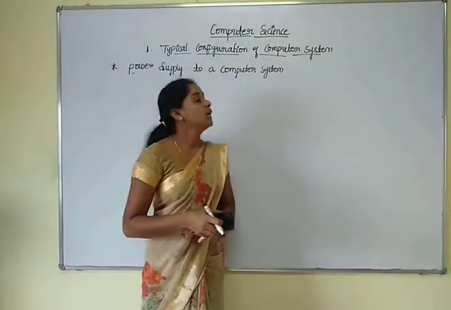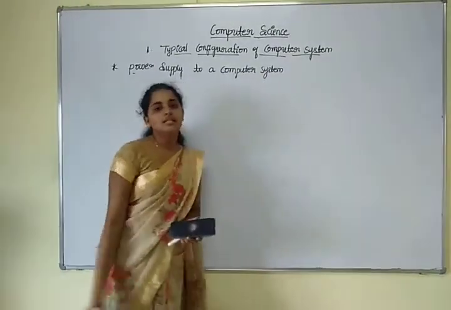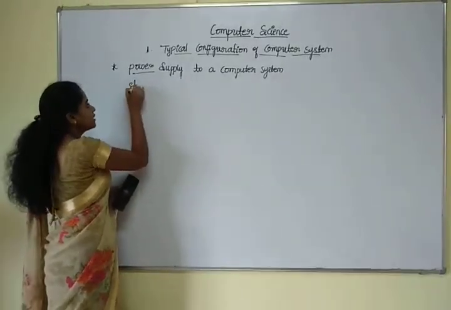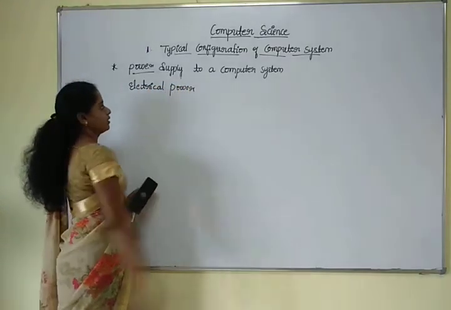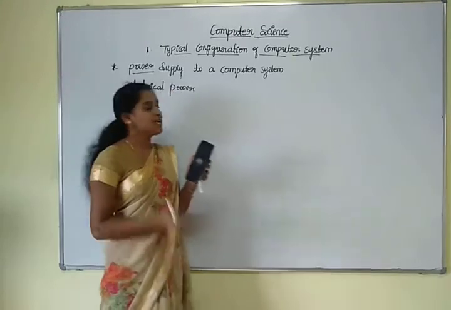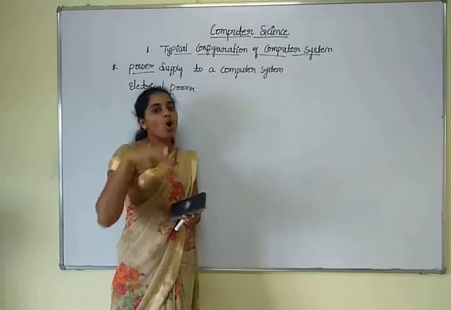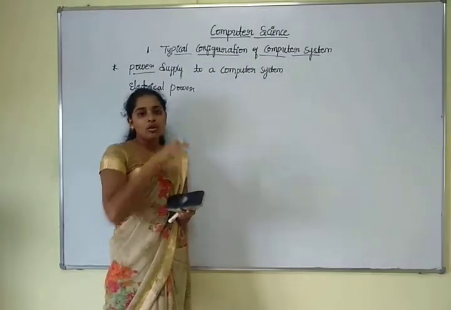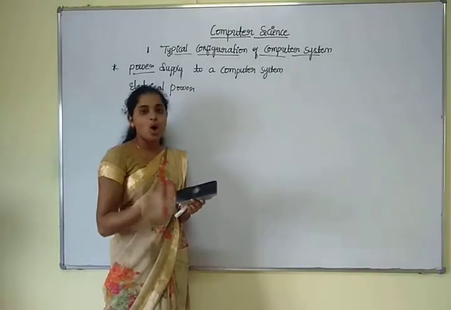In this class, let us start to discuss the power supply to our computer system. Here, power means electrical power. This electrical power is the main source for our computer system to perform different operations. We need to supply electrical power to our computer system because the computer is an electronic machine, so it requires electrical power to perform its operations.